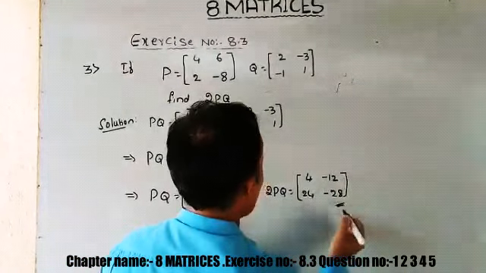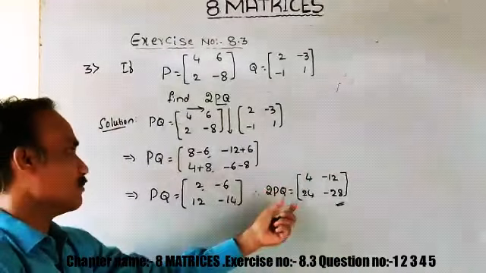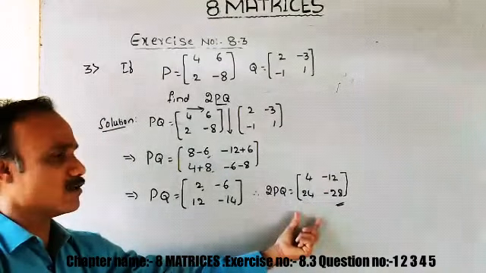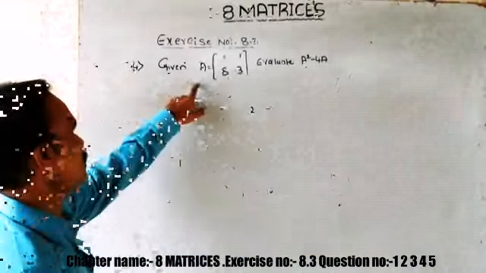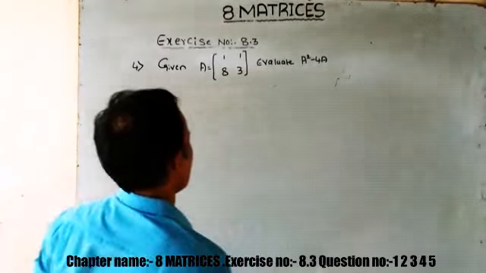Very simple. Find the value of PQ. Next, multiply all the elements of PQ by 2. So this is the final answer. Given A is equal to 1183. Evaluate A square minus 4A.